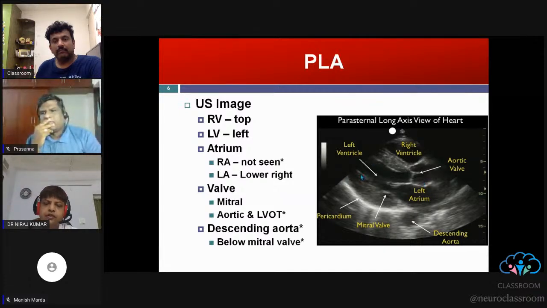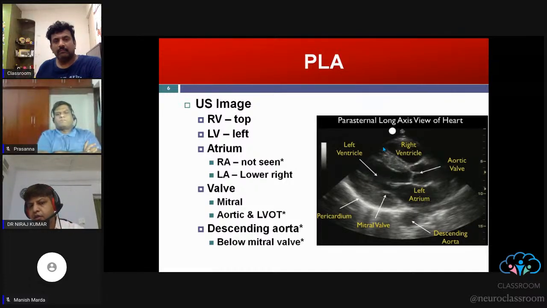This is image interpretation. First thing I want to clarify is that in the majority of people, the right heart is most superficial in location. So the heart is closer to the chest wall, so it will be closer to the probe also. That means the right ventricle will be situated in the upper part of the screen in most of the views. So this is parasternal long axis. You start with the right ventricle in the top part of the screen. Remember, you will not see the right atrium.